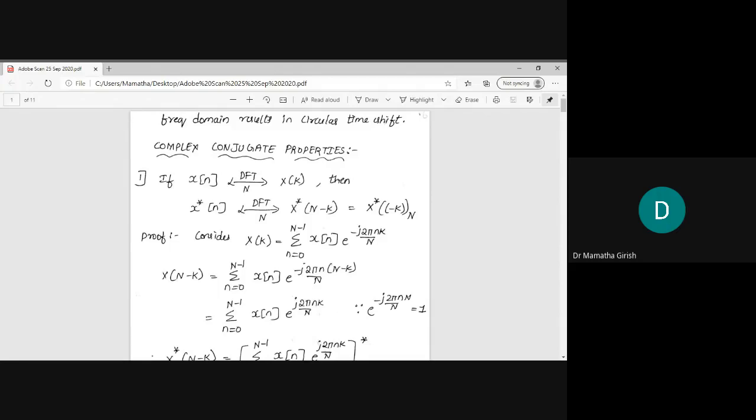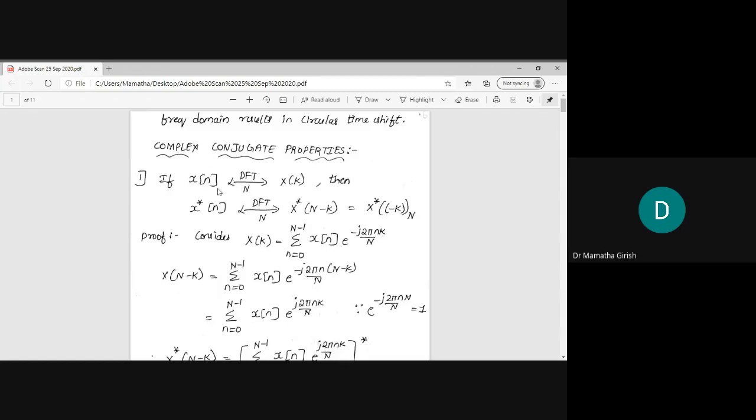Good morning, students. Let's continue with the next property verification. Next in the series is the complex conjugate property. Under this, you'll be learning this complex conjugate property both in the time domain as well as the frequency domain. To begin with, let's start with the time domain.